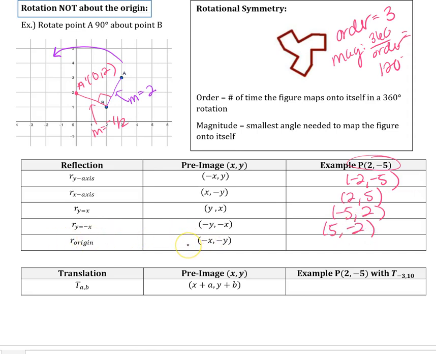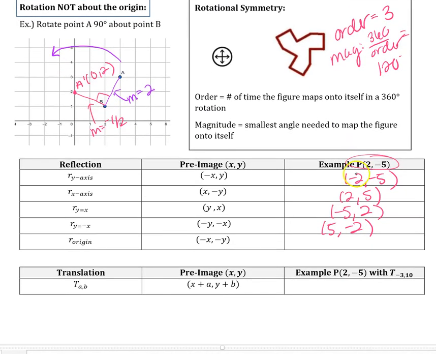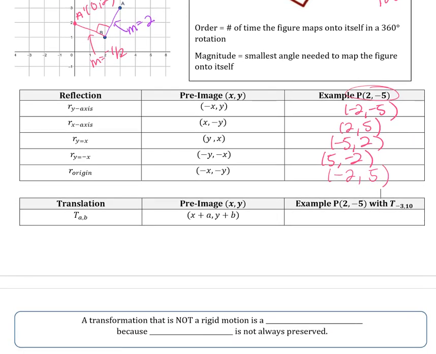Reflecting in the origin is the same as rotating 180 degrees. You'll see that's the same rule. So they just become negative, or the opposite, I should say. They're just negated by -1. And lastly, with a translation, you just take whatever this vector is, add the a to the x value, add the b to the y value. So let's say I took the point 2, -5, and I translated by <-3, 10>. I would do 2 plus -3, -5 plus 10. Okay, and that's -1, 5, and that would be your image.